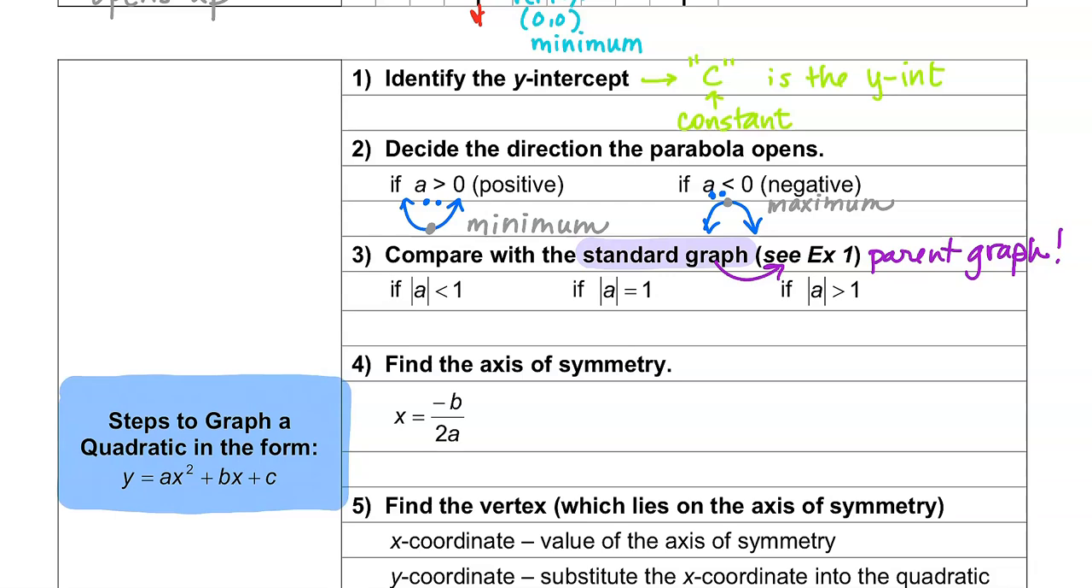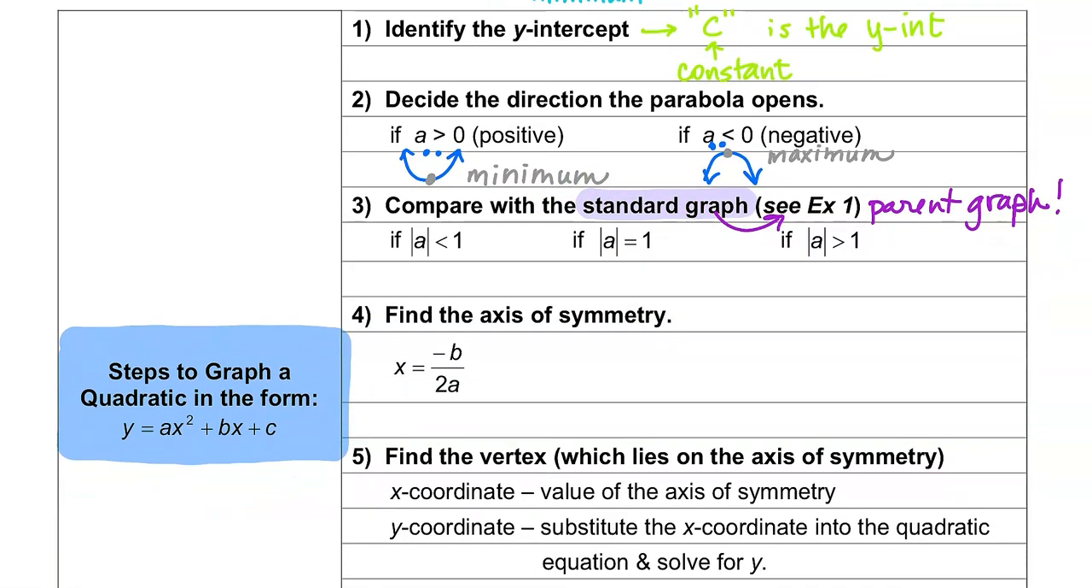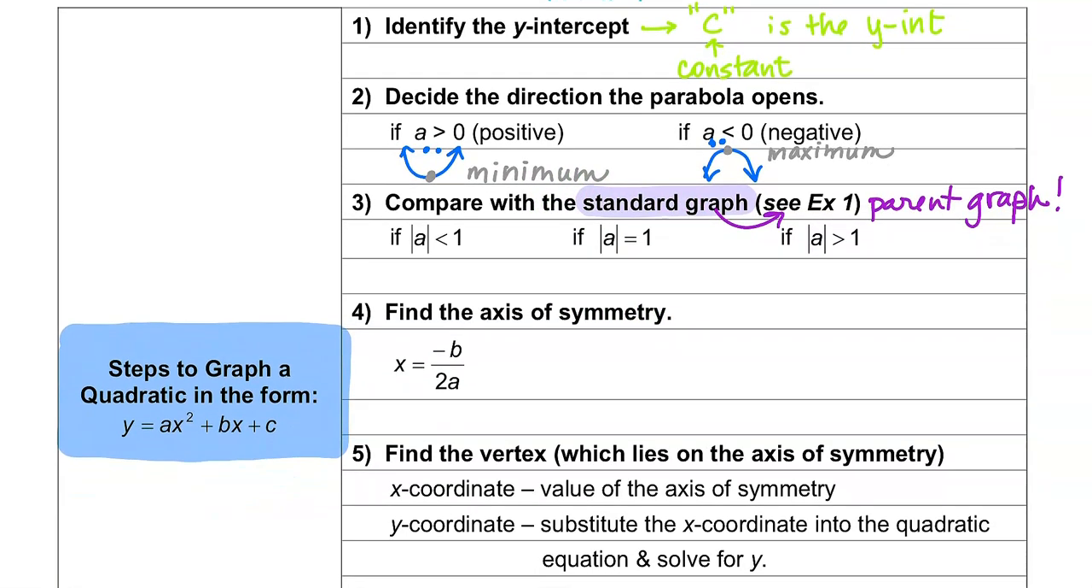So if the absolute value of A, now remember, we already know that the sign of A, whether it's positive or negative, tells me if the parabola is going to turn up or turn down. Now the number in front of A, if you just strip away the positive or negative, tells me how wide or how narrow it's going to open. So if the absolute value of A is equal to 1, that's the middle one here, then it's going to be the same as the parent graph.